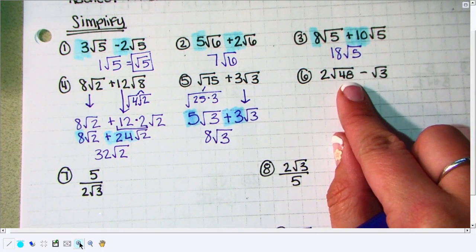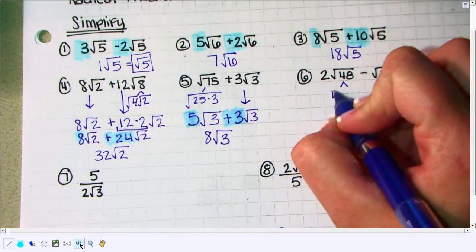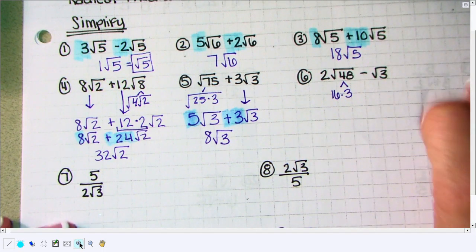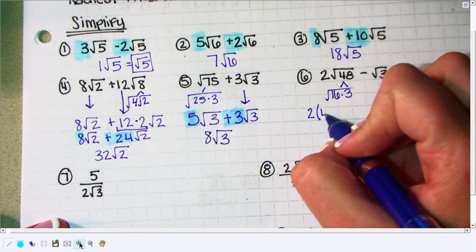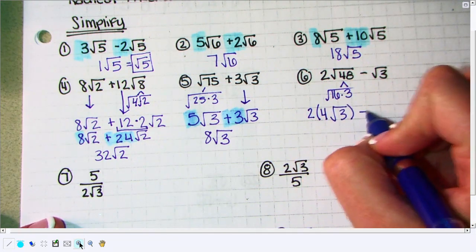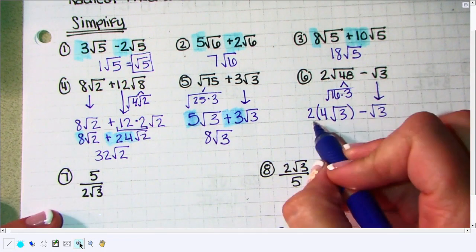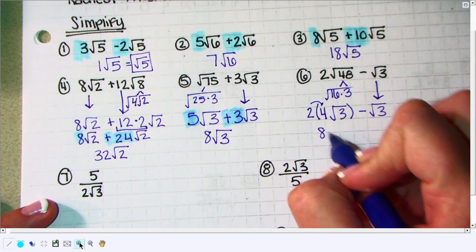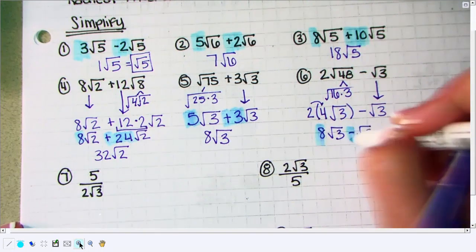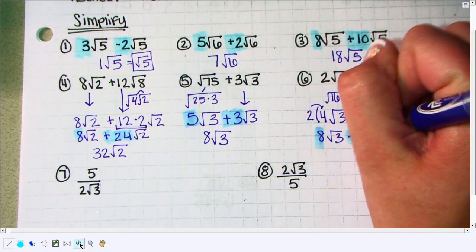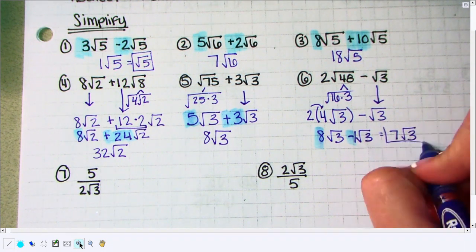And the very last one, I see 48, so I know that 16 goes into 48 3 times. As I simplify this, I'm going to bring down that 2. The square root of 16 is 4, and the square root of 3 cannot be simplified. Bringing down that square root 3. Now I'm going to distribute. I have the 2 times 4, which is 8 square roots of 3 minus the square root of 3. Well, 8 minus the square root of 3, there's really kind of a 1 right here. So 8 minus 1 is 7 square roots of 3.